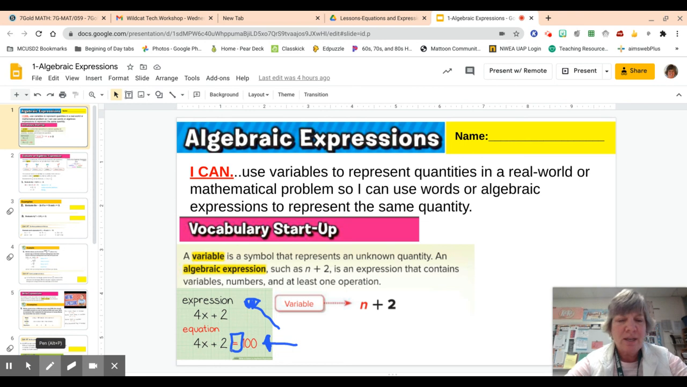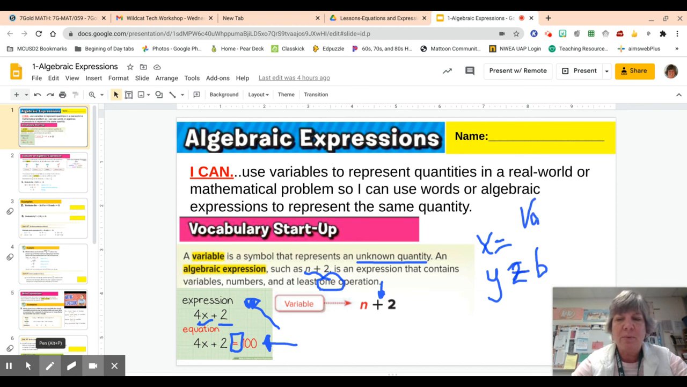So an expression uses variables, constants, letters, numbers. You see here, an algebraic expression such as n minus 2 is an expression that contains variables, numbers, and at least one operation. Like this, your operation here is addition. A variable is a symbol that represents an unknown quantity. You might see a lot of x. X is a great variable. However, so is y, z, b. Any letter can be a variable.